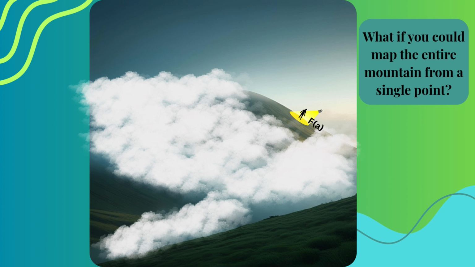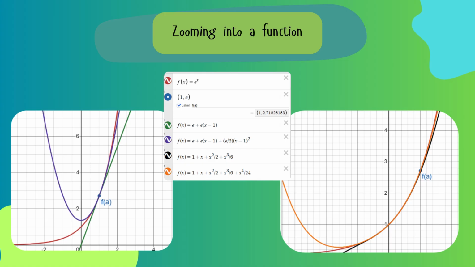If you know how steep the ground is under your feet, how fast the steepness is changing, and how that change itself is changing, you actually can start predicting what the mountain looks like. In math, this idea is real. It's called the Taylor series. It lets you reconstruct an entire function, even the most complicated ones, just by knowing how they behave at one single point.